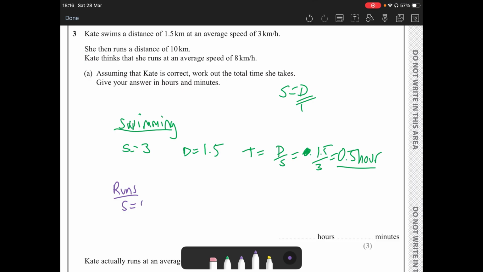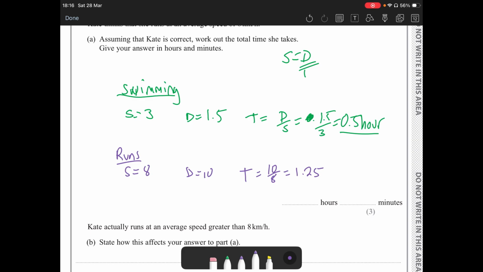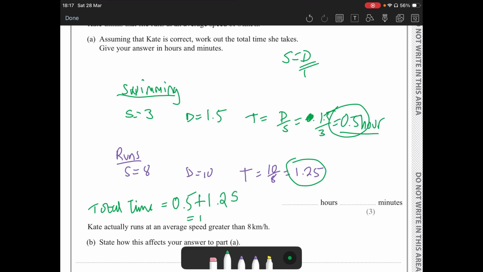Again, her speed is 8, her distance is 10, so her time, distance over speed, I'm not going to write the formula out again, is 10 over 8, which will be 1.25. I didn't even need a calculator for this. I will type it in though, I don't want to leave anything to chance. Yeah, 1.25 is right. So her total time will be the 0.5 from here plus the 1.25 here, which will be 1.75 hours.